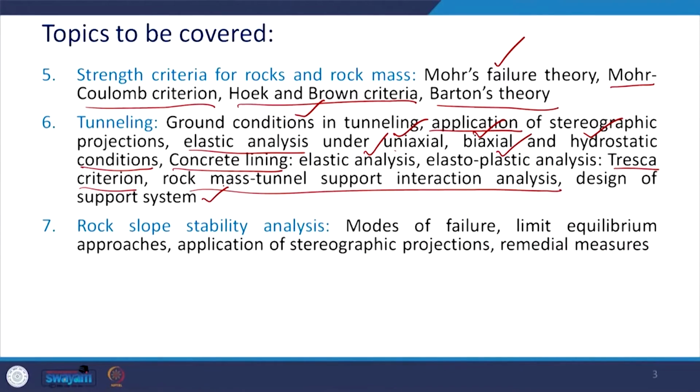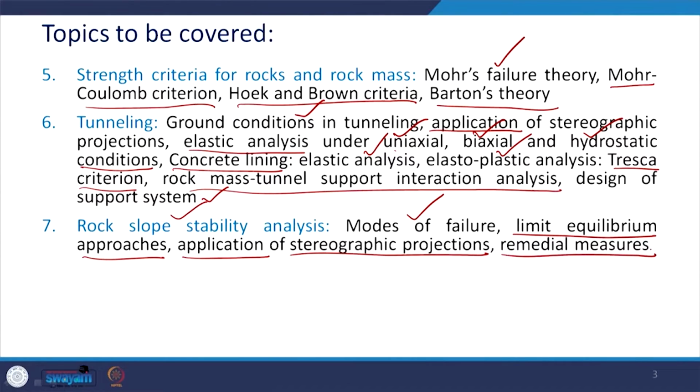Now, the next chapter will deal with the problems or the analysis related with the slopes which are there in case of the rocks or rock masses. So, we will first learn about what all are the various modes of failure, then we will see various limit equilibrium approaches towards the analysis of rock slope stability. Obviously, then, as it says, stereographic projections and its application in the area of slope stability, that we will see, and then if the slope is failing, what can be the remedial measure which can be adopted. So, that also we will discuss in brief.